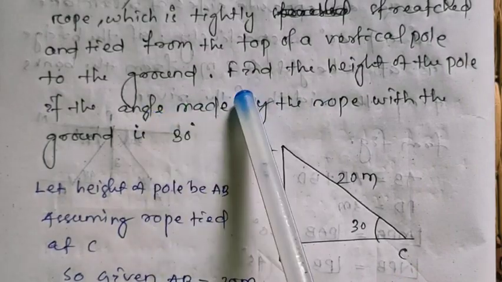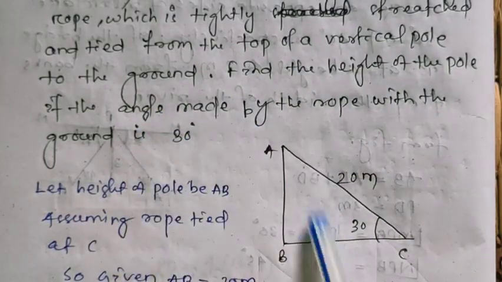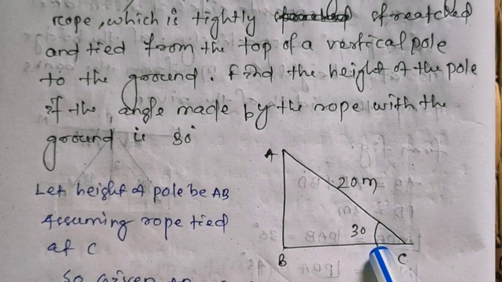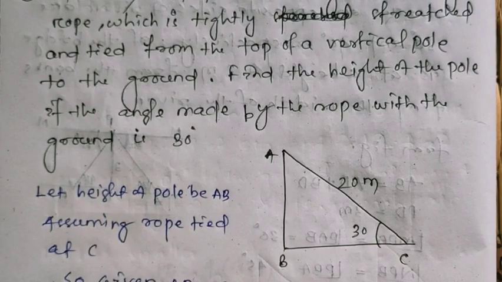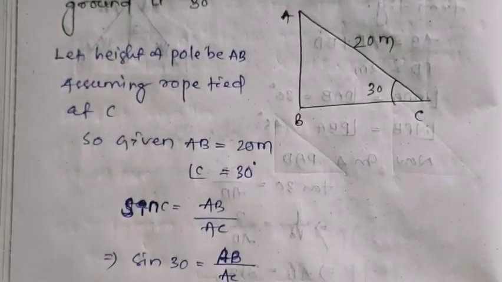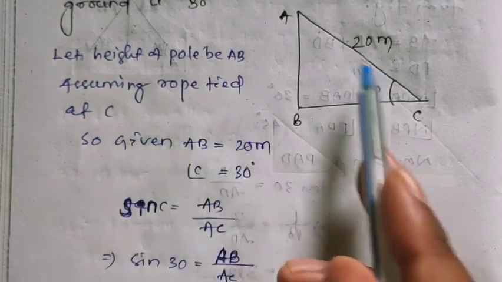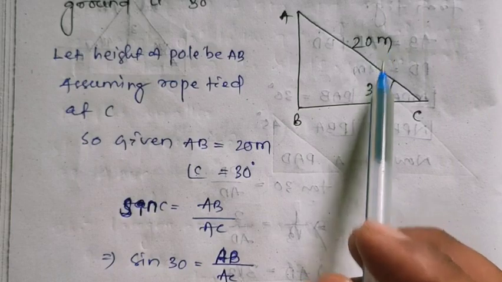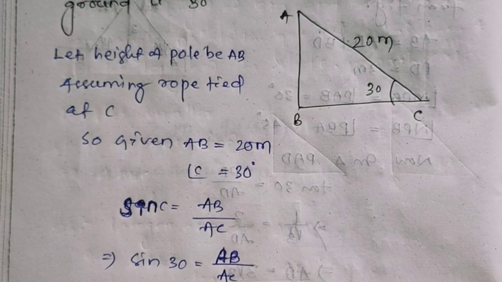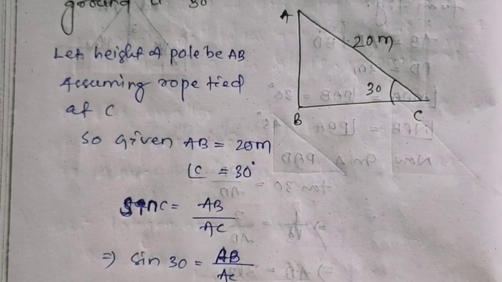And what is given? Find the height of the pole if the angle made by the rope with the ground is 30. So this is given as 30 degrees. We have to find out the length of the pole, that is your AB. Right, here let the height of the pole be AB, assuming the rope is tied at C. So AC is equal to 20 meters and angle C is 30. I have already written what is given here.